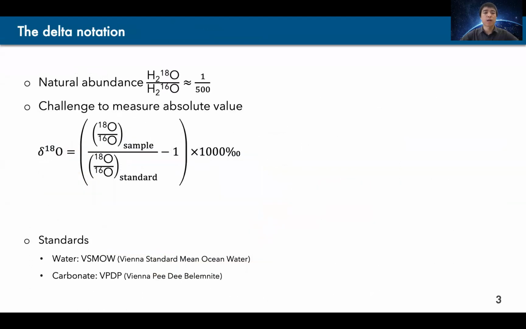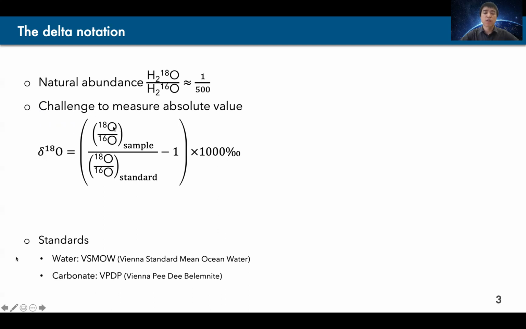Another basic concept is the delta notation. Because the natural abundance of the heavier isotope, for example H2-18O, against the lighter isotope is very small, H2-18O against H2-16O is 1 to 500. This small amount is really hard to measure in the lab. So that's why people use this delta notation. You always compare your sample against some standard.